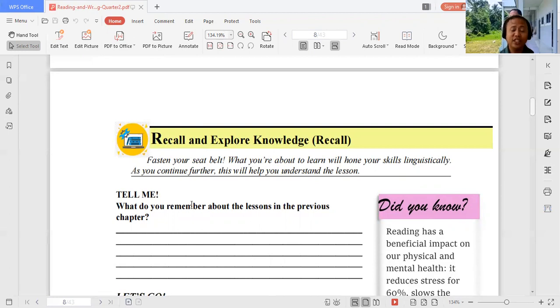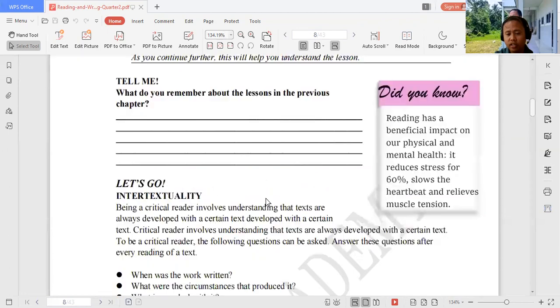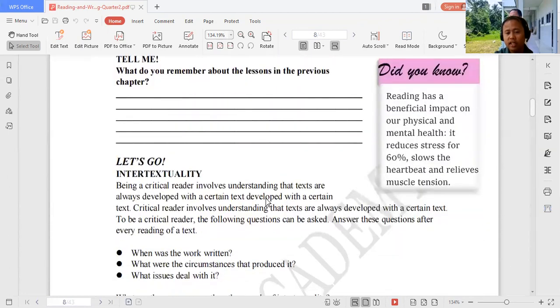But before that, did you know that reading has a beneficial impact on our physical and mental health? It reduces stress for 60%. Right. What else? It slows the heartbeat and relieves muscle tension. That is why we're really privileged because we have this reading and writing skill subject. Okay, we are more on reading. All right, now let's go.